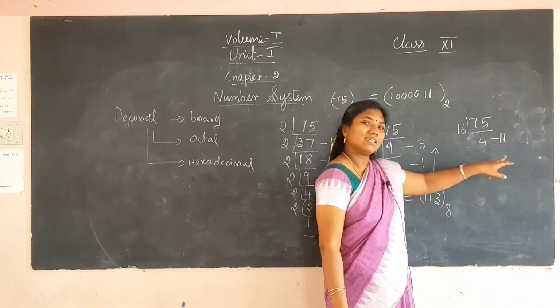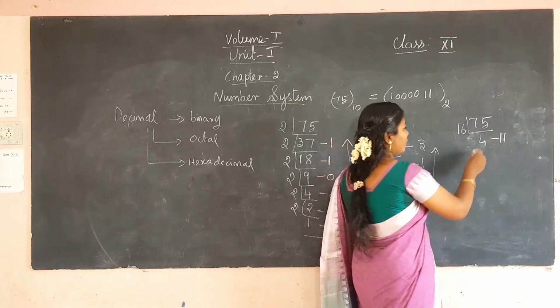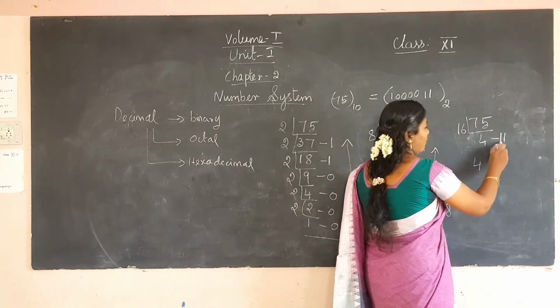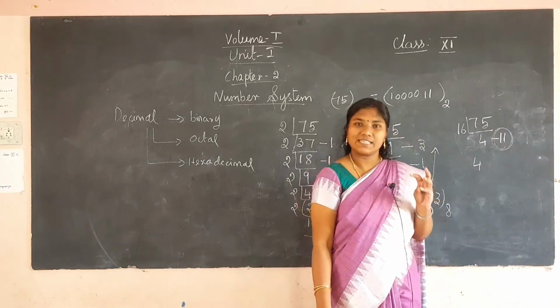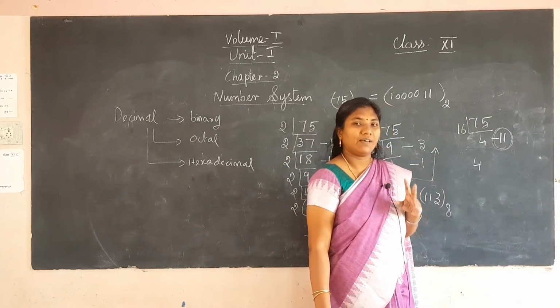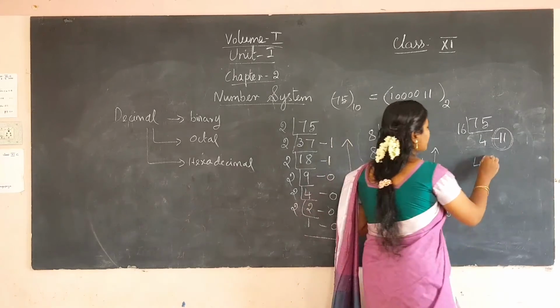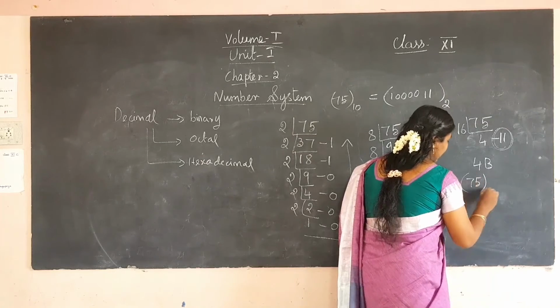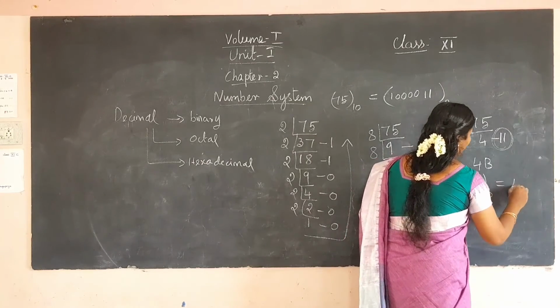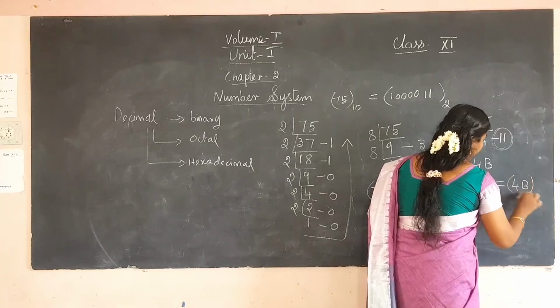Okay. So now, what is the hexadecimal equivalent? So, 4, and what is the alphabet for 11? For 10 it is A, and for 11 it is B. Okay. So 4B. So 75 to the base 10 is equal to 4B to the base 16.